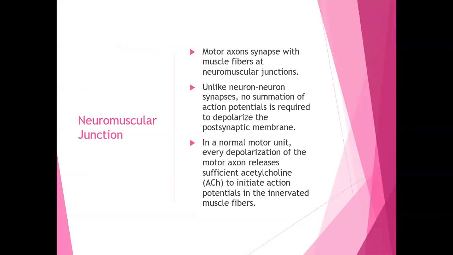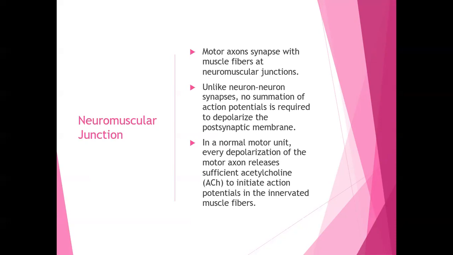So the neuromuscular junction we've talked about before. It's where the motor axons synapse with the muscle fibers. So nerve muscle synapses are always excitatory, remember. There's no summation of action potentials that's required to depolarize the postsynaptic membrane. All you need is just the motor axon to release acetylcholine, and boom, it's depolarized. So we never have inhibitory postsynaptic potentials at muscles. They're always excitatory postsynaptic potentials.